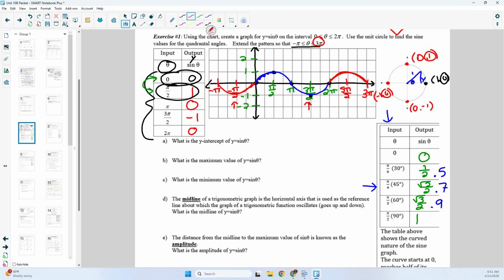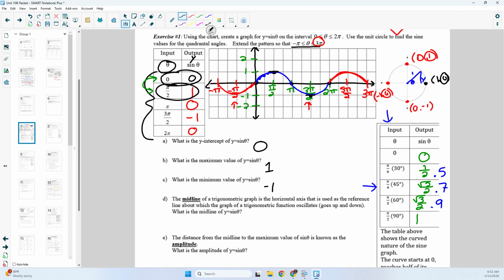So now that we have this parent function, we're going to answer questions about it. So the first one says, what is the y-intercept of sine theta? So we can see the y-intercept is 0. The maximum and minimum values, that's our y values when we ask that question, right, are 1 and negative 1.